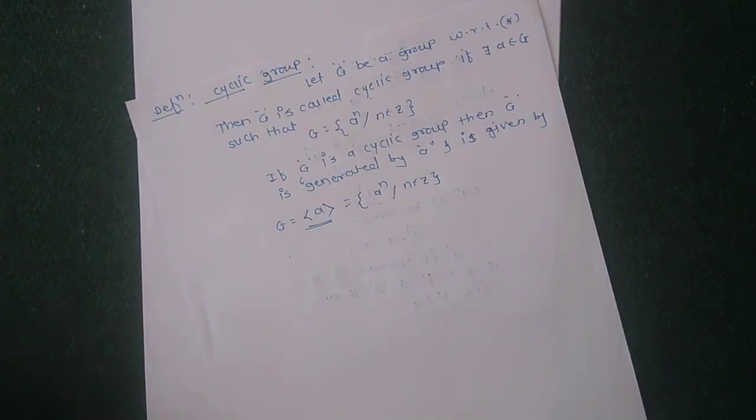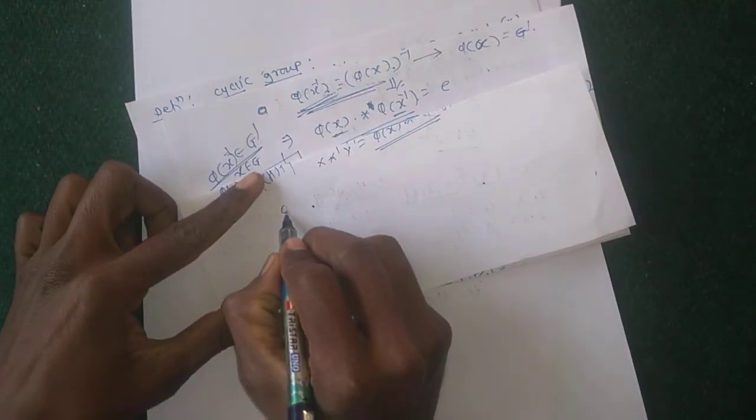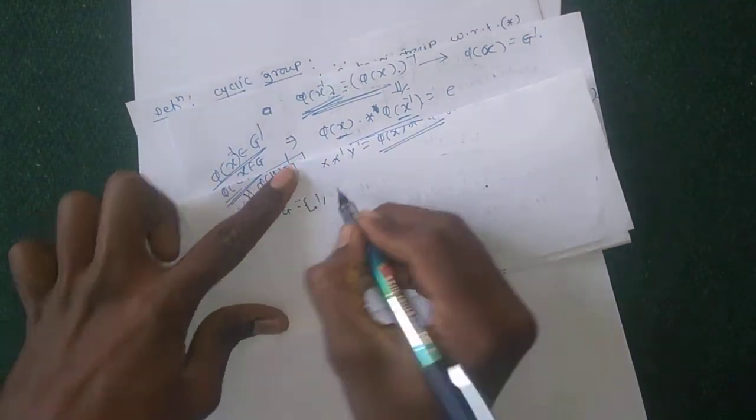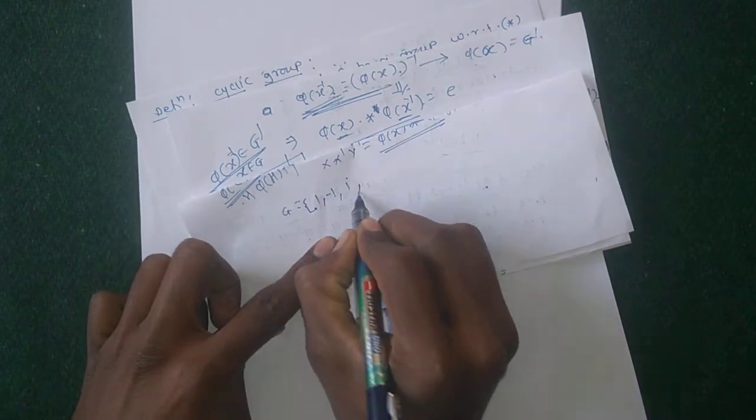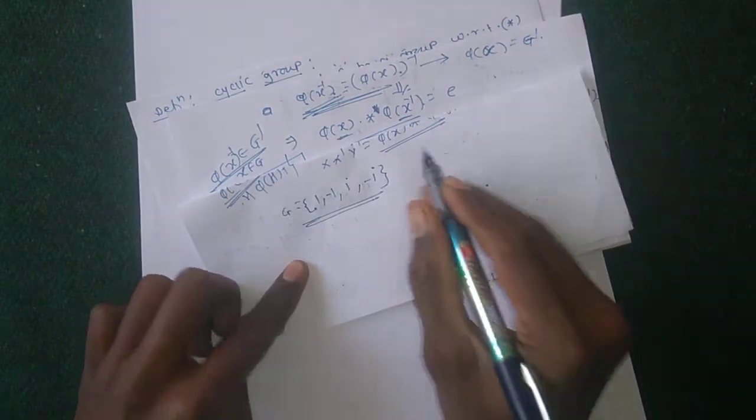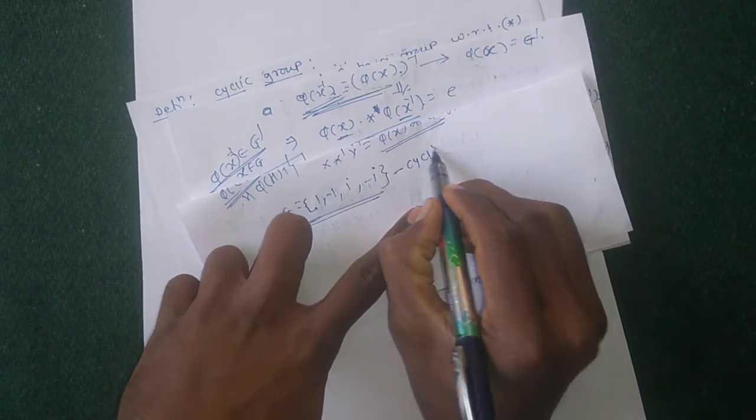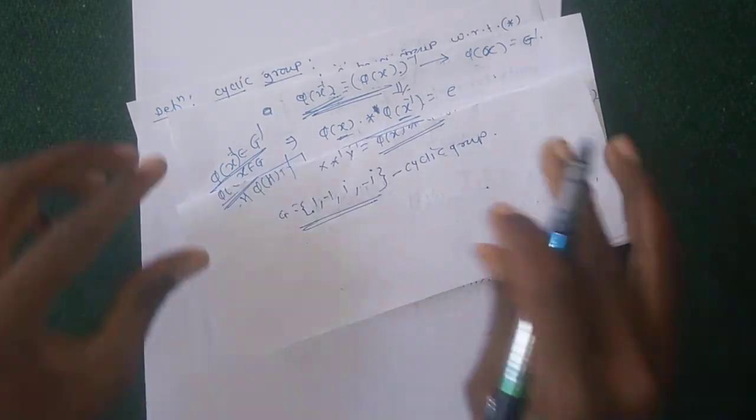This is the definition. Now, how do we prove whether G is a cyclic group or not? Suppose we take an example from the Gaussian integer set. Suppose G equals {1, -1, i, -i}. Is this set a cyclic group or not? How do we prove this?